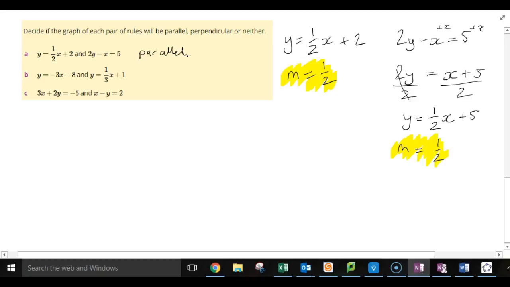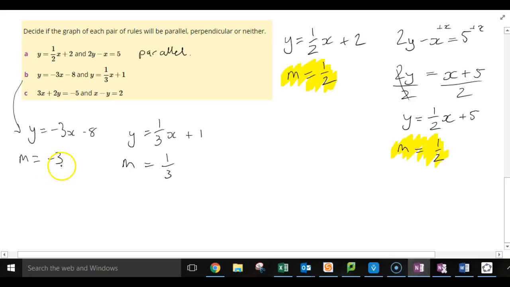Now the second one, sort of a bit all over the place here, but I'm going to do B here. Let's look at the gradients for these 2 questions. The second one is y equals 1/3 x plus 1. So the gradient for the first one is -3, and the gradient for this one is 1/3. So they're not the same gradient, so they're not parallel, but they might be perpendicular.